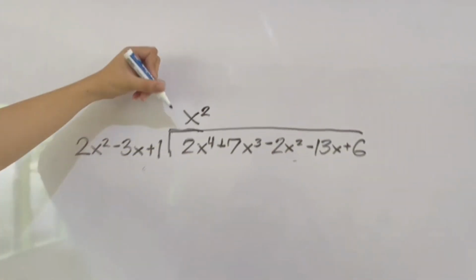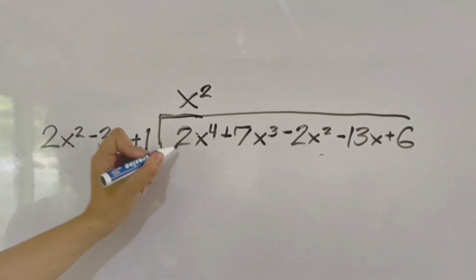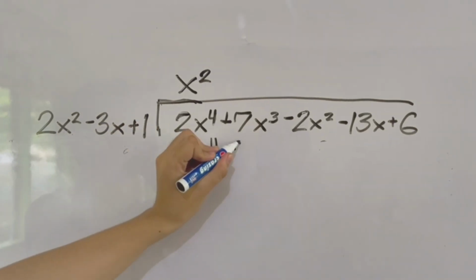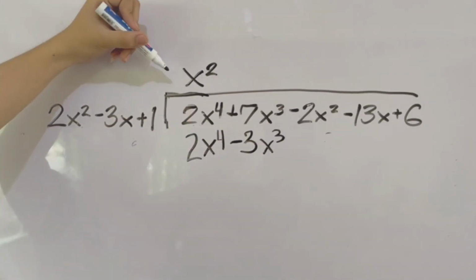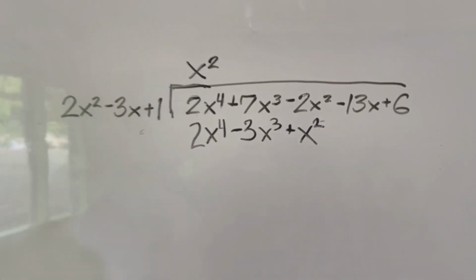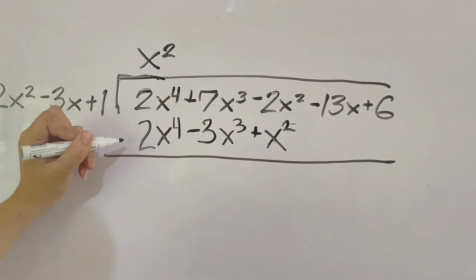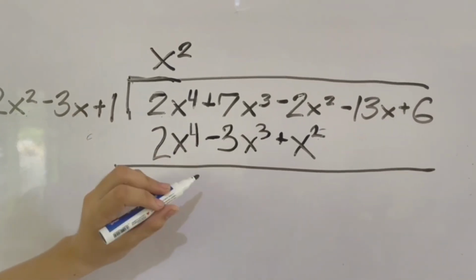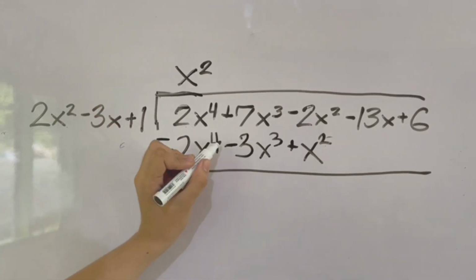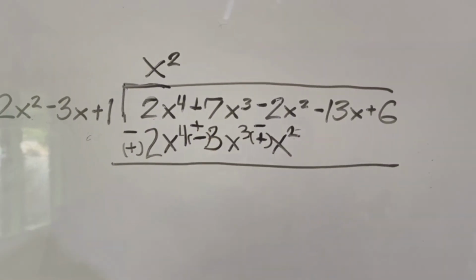After that, we multiply our temporary quotient by our divisor. x squared multiplied by 2x squared is 2x to the power of 4. x squared multiplied by negative 3x is negative 3x cubed. x squared multiplied by 1 is x squared. Now we subtract it from our dividend, but before that, we change the signs first. This 2x to the power of 4 becomes negative, the negative 3x cubed becomes positive, and the x squared becomes negative.